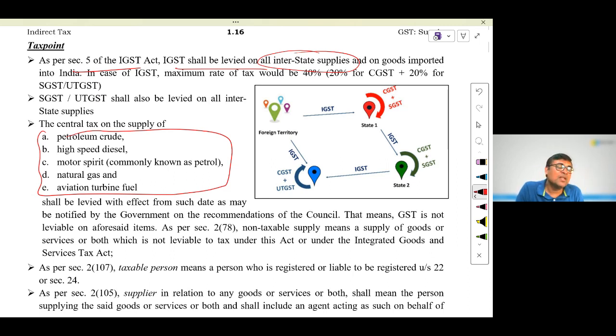The difference between this and alcoholic liquor is that to levy tax on alcoholic liquor, the government needs to amend it in parliament. However, for these 5 items, whenever your GST council recommends to the government, and the government thinks fit, they may levy it immediately with immediate effect.